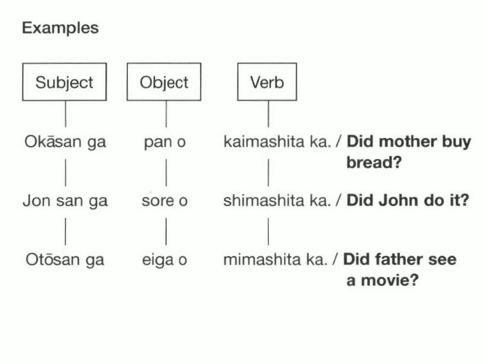Now we move on to ジョンさんがそれをしましたか? Did John do it? Once again, that ka is at the end, and it makes it a question. In our last example, お父さんが映画を見ましたか? Did father see a movie?